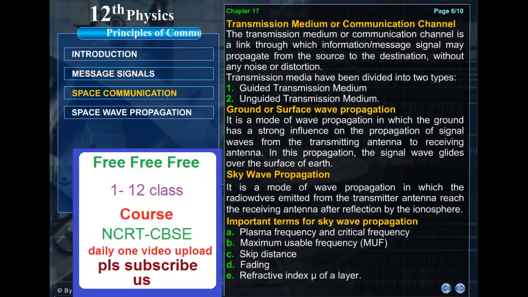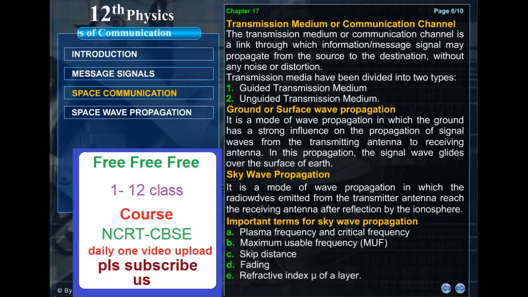Transmission medium or communication channel. The transmission medium or communication channel is a link through which information or message signal may propagate from the source to the destination without any noise or distortion. Transmission media have been divided into two types: guided transmission medium and unguided transmission medium.